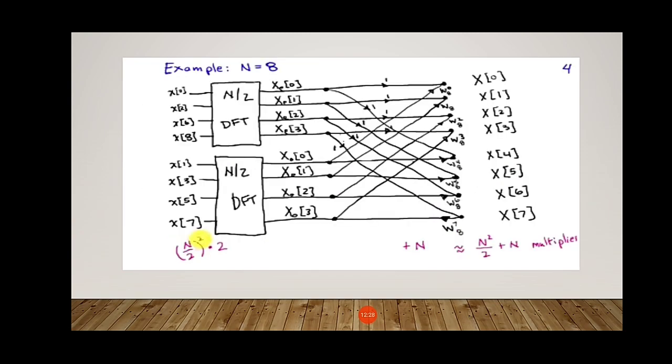Here, graphically, if we draw the diagram, we can see first we have divided x of n into the even samples, that is x0, x2, x4, x6, and the odd samples, which are x1, x3, x5 and x7.